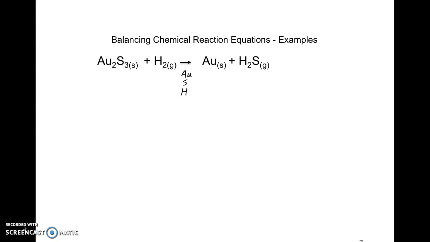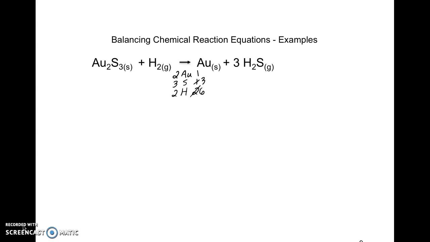Then I go through and I count how many are there in this original equation. So there's two golds on the left, only one gold on the right, three sulfurs on the left, only one sulfur on the right, and so on and so forth. And now I'm going to go in and put those coefficients in front of these molecules in order to balance my number of elements, of the atoms of each element.